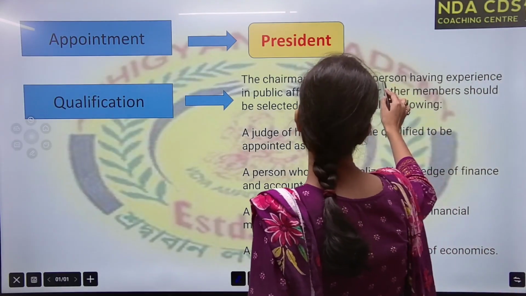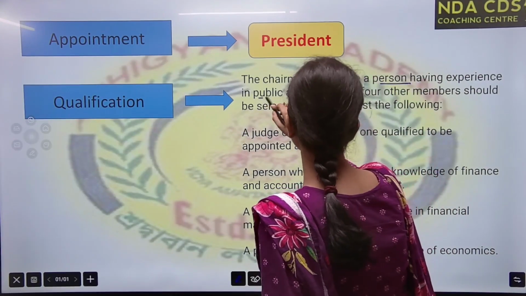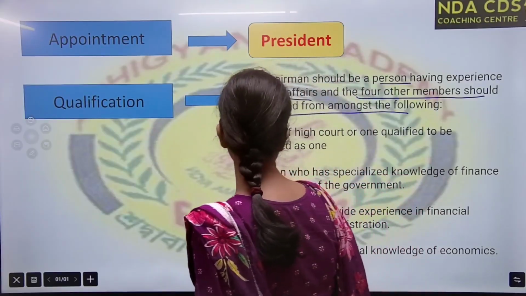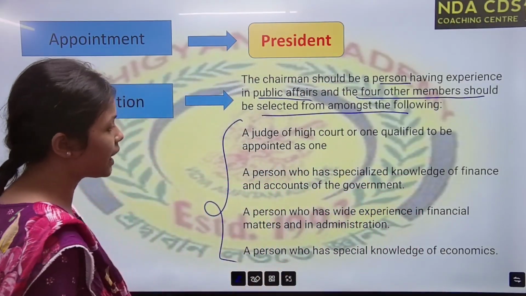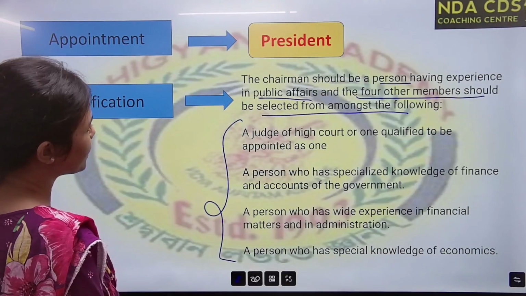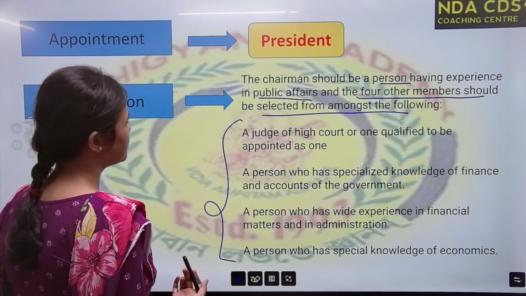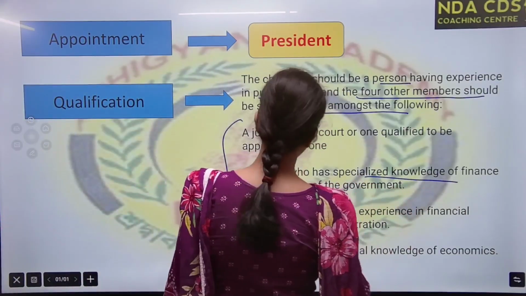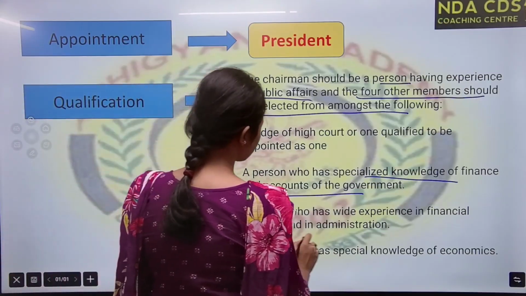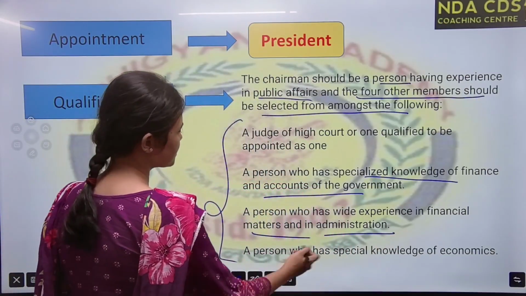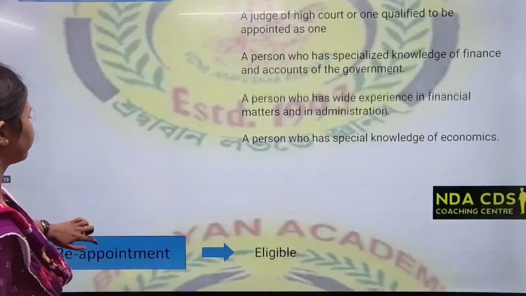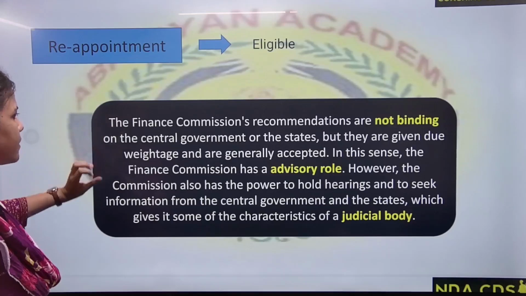Qualification: chairman should be a person having experience in public affairs. 4 other members should be selected from amongst the following. ये सब आपको होना पड़ेगा if you want to be a member of finance commission. A judge of high court or one qualified to be appointed as one, a person who has specialized knowledge of finance and accounts of the government, wide experience in financial matters and in administration, and a person who has special knowledge of economics. Then reappointment is eligible.